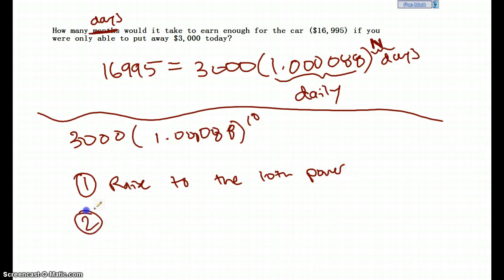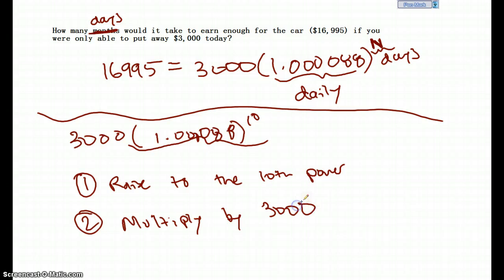The second step would be, once you had this taken care of, you would multiply by 3,000. Well, what would that give me? That would give me the future value, right? That would give me the value that I find on the left side of the equation. So what if I work backwards?